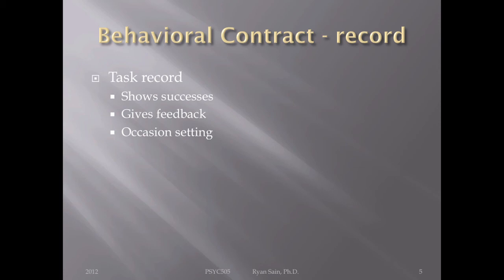That task record sets the occasion for the behavior to continue to happen, right? Because you've shown that you've been successful in the past to yourself, or to the person that's on the contract. And as you show that success, you can then move on and hopefully get reinforced for it, maybe thin those reinforcers and do other things.